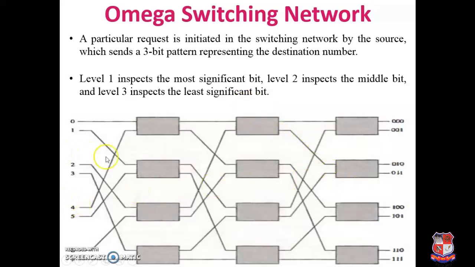If a cell wants to reach 100, the first bit, the most significant bit, is 1, so it is identified by level 1 switches. The second one is 0, which is identified by the middle level switches, and the last one is 0, which is identified by the last level switches.